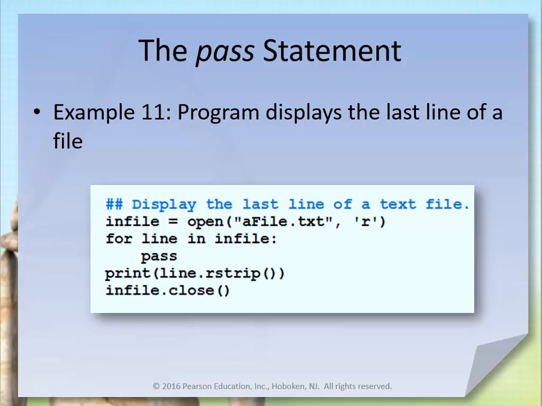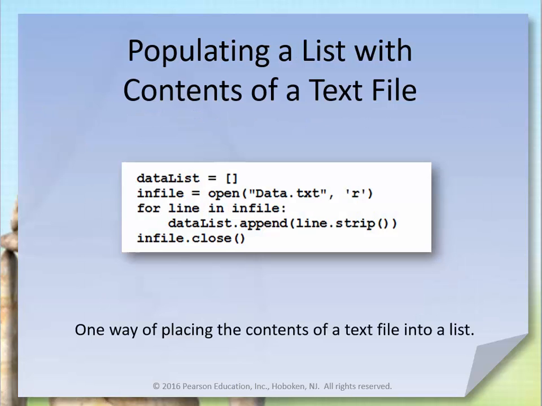So here's a very simplistic display of what that does. This program displays only the last line of a file. What it does is it skips through this loop. It never does anything. It just skips all the way through the loop. And when it gets to the end, obviously the last line that would have been read is the last line, and it prints that out. But it illustrates the concept of using the pass.